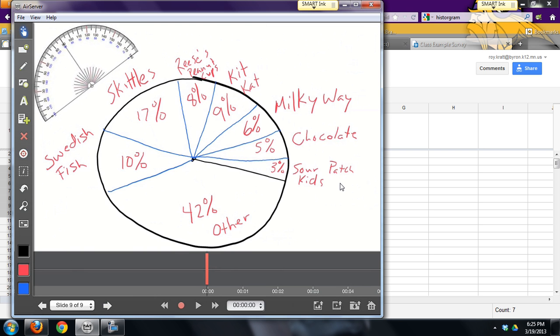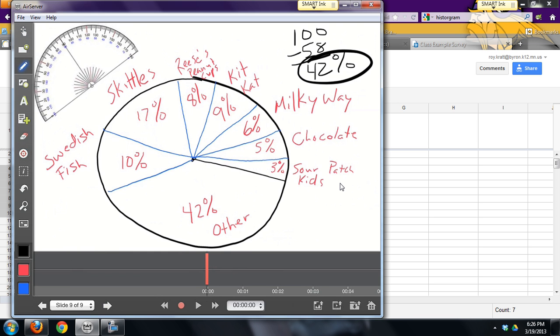Okay. Now at this point what I did was I took my 10%, 17%, 8, 9, 6, 5, and 3%. I added all those up. Okay, so 10 plus 17 plus 8, 9, 6, 5, and 3 equals 58%. Remember, everything's out of 100 when we're dealing with percent. So if I subtract 58%, that leaves me with 42%.